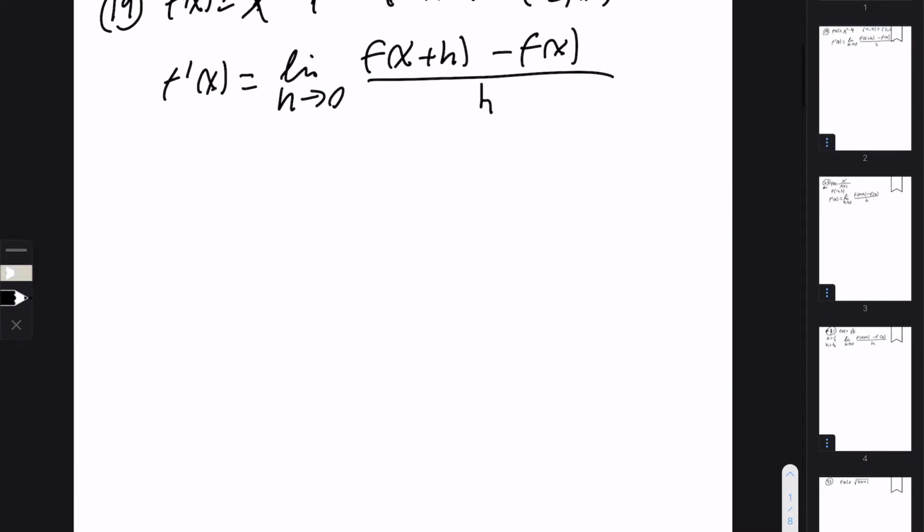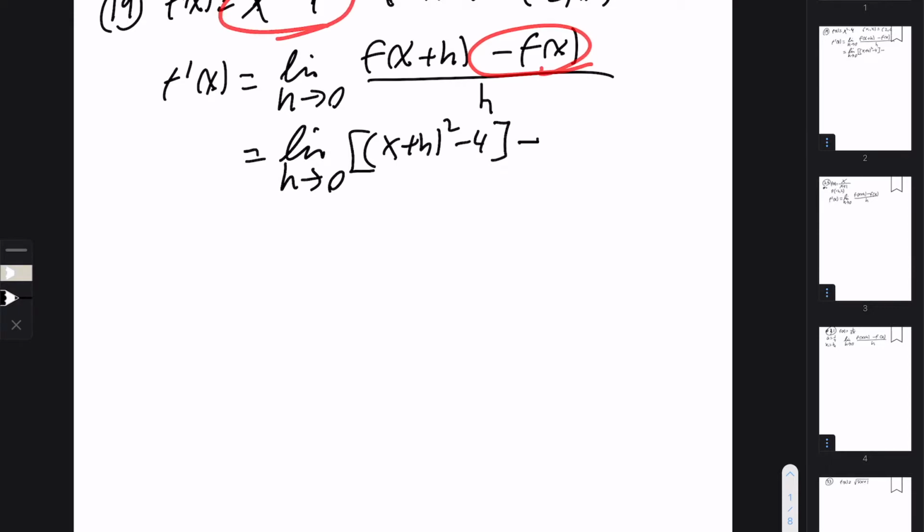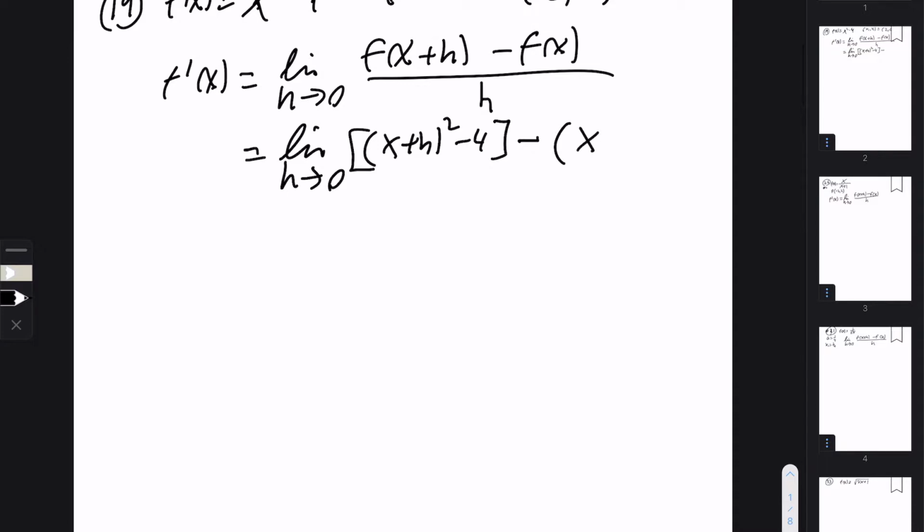Here goes number 19. So we are going to use definition number 2 this time, they ask us. So how do we do this? Well, this thing says plug x plus h in for x. So I'm going to get x plus h squared minus 4, minus, and it says take away the original function, which is that whole thing. Since I'm subtracting the whole thing, make sure you parenthesize and subtract the whole thing over h.